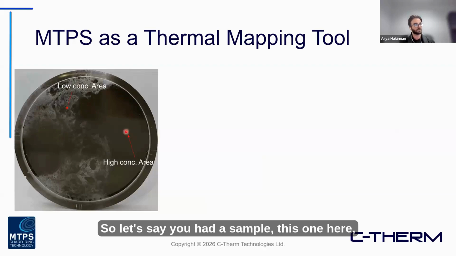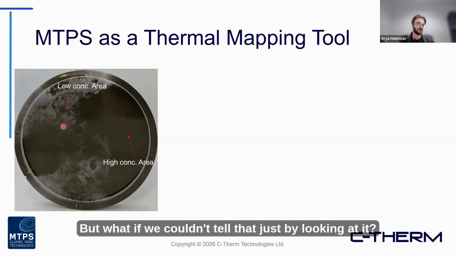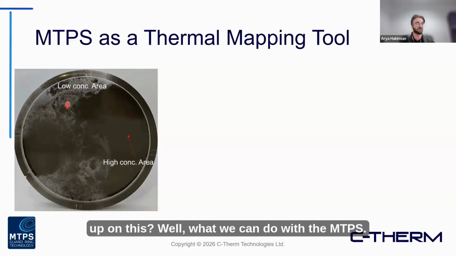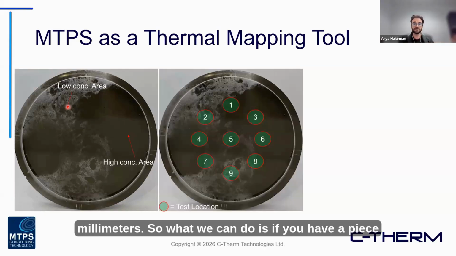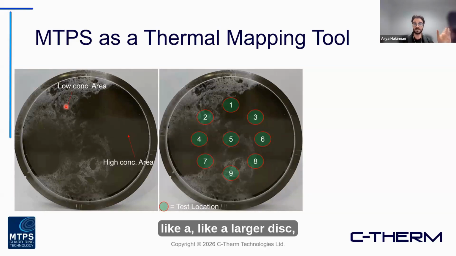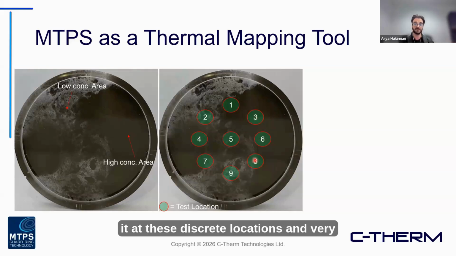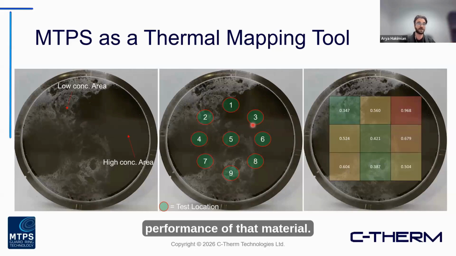So let's say you had a sample. This one here, we can see just by looking at it, very non-uniform in its dispersion. But what if we couldn't tell that just by looking at it? What if it was an opaque material or we weren't able to visibly pick up on this? Well, what we can do with the MTPS, so the MTPS is a single-sided sensor with an active area of around 18 millimeters. So if you have a piece, like a larger disc, let's say, you can actually take the sensor and place it at these discrete locations and very quickly get an understanding of the localized thermal performance of that material.